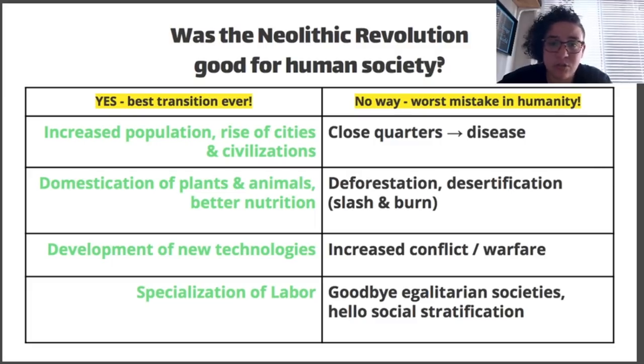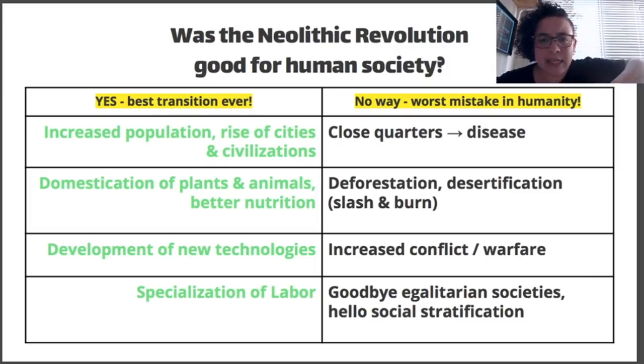Another good reason of agriculture was new technologies. New technologies, new tools, new ways of life that made life easier. Except that those tools also led to increased conflict and warfare. Those early human foragers don't fight each other the same way as agrarian societies do, because they don't have the same tools and they don't have the same idea of ownership. And so now that we're in a development of agriculture, now we have war.